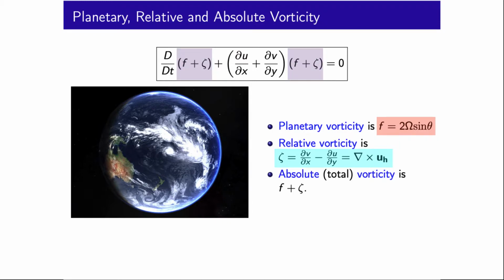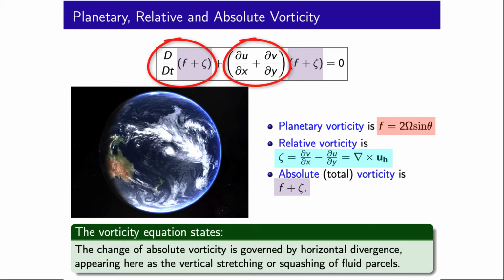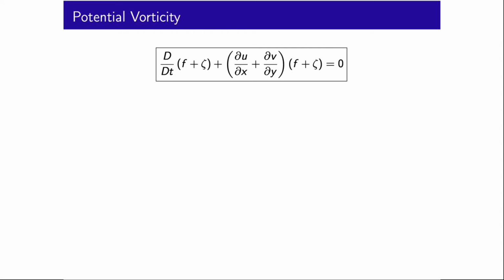The sum of these two gives the absolute vorticity. Now, a change in absolute vorticity is only permissible if there is a finite horizontal divergence, which, when considering the flow as a set of infinitely narrow spinning columns, relates to the vertical stretching and squashing of spinning fluid parcels. This concept of requiring a horizontal divergence to permit a change in absolute vorticity is interesting, and it's one that we should take a step further.